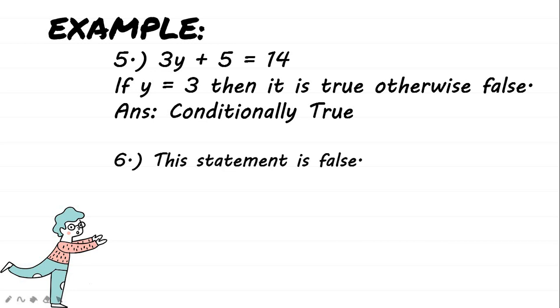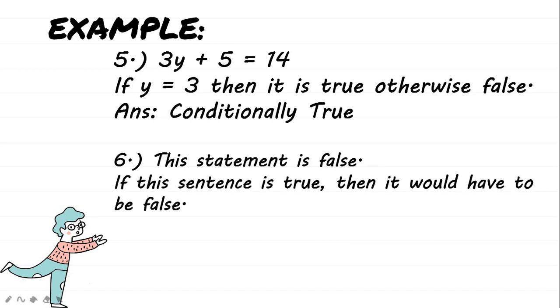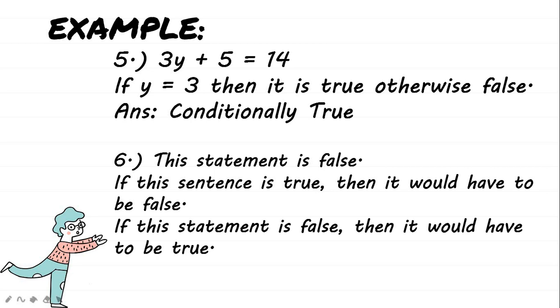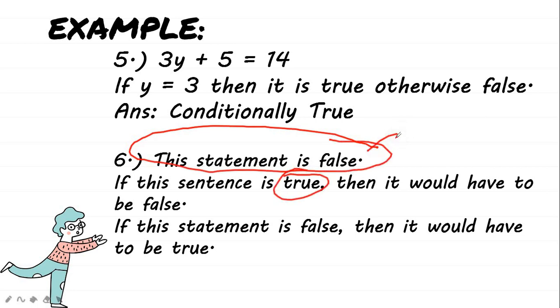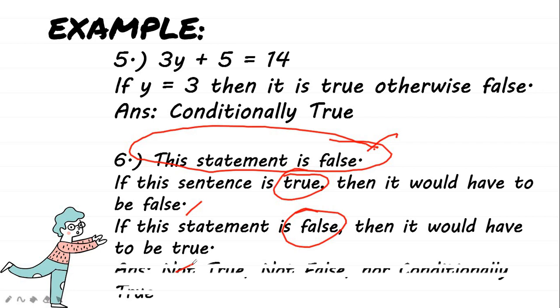Let's have example number 6. This statement is false. If this statement is true, then it would have to be false. If this statement is false, then it would have to be true. In this statement, we need to identify if the statement is true. If this statement is true, then it would be false. If this statement is false, then it would be true. So the answer for number 6 is not true, not false, nor conditionally true.